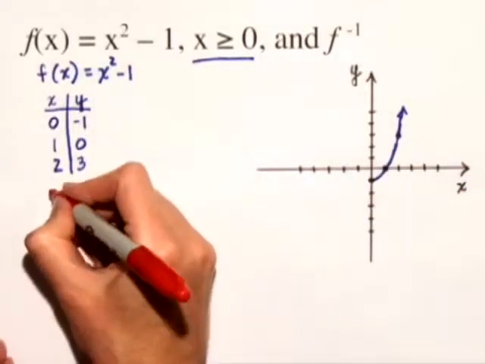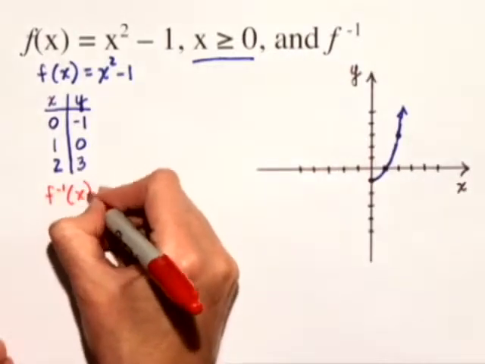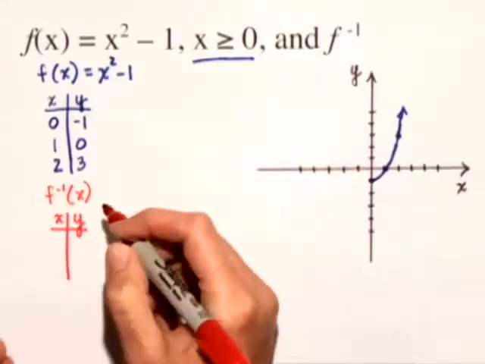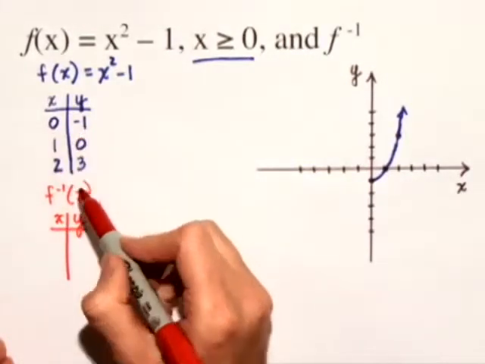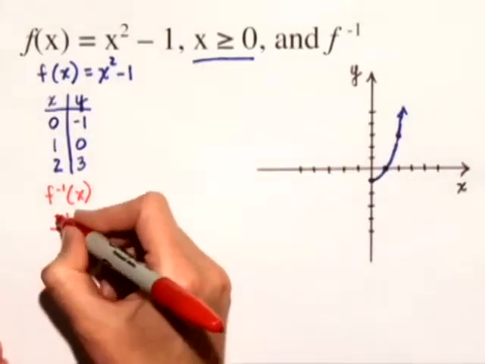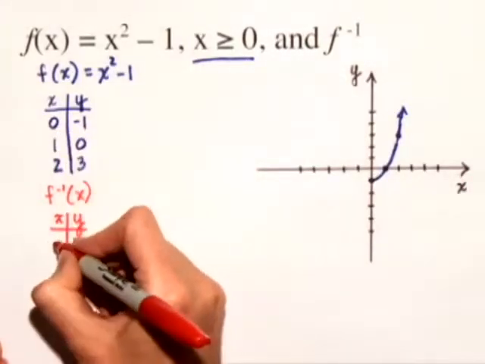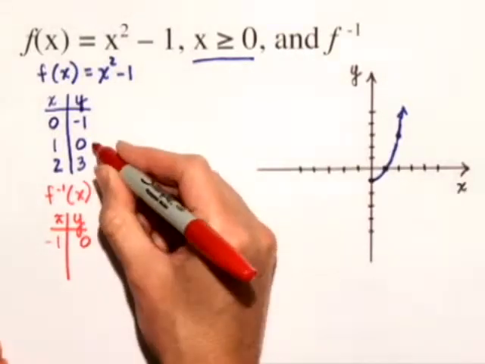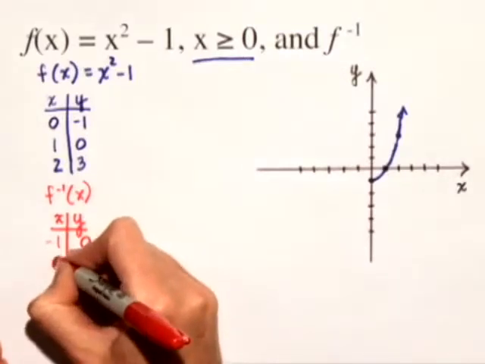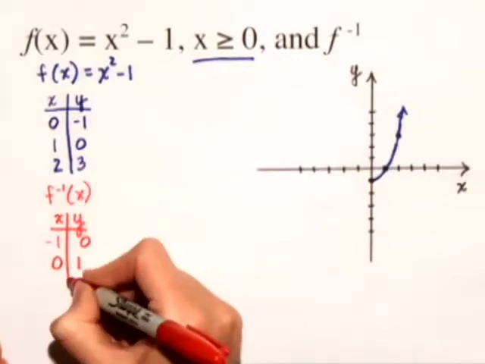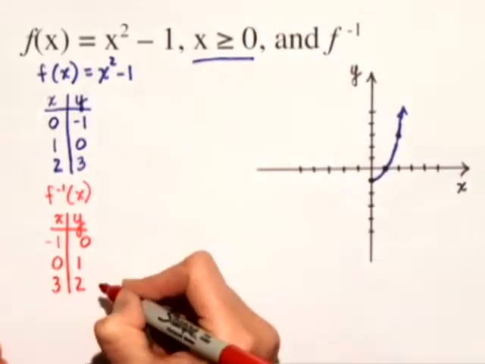So now we're going to graph the inverse. And I'll do the inverse function, f inverse of x, in red. So in order to plot some points, I'll simply just switch the domain and the range of the original function. In other words, I'll switch the x and the y value to come up with the points for the inverse function. So instead of 0, negative 1, now I'll have negative 1, 0. Instead of 1, 0 up here in blue, I'll have 0, 1 down here in red. And finally, instead of 2, 3, I'll have the point 3, 2.